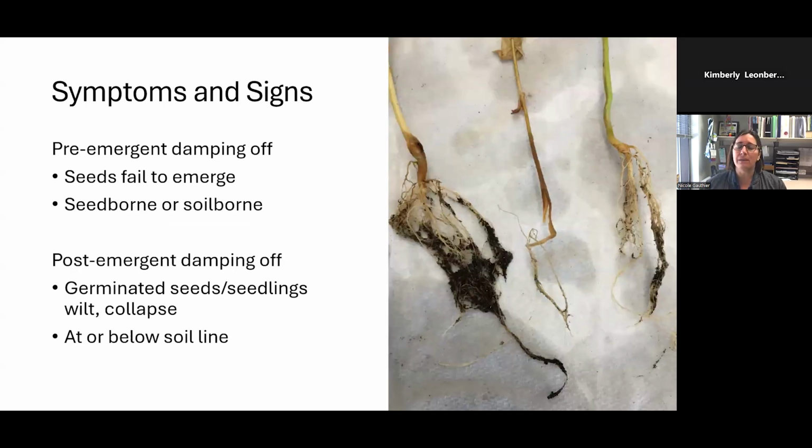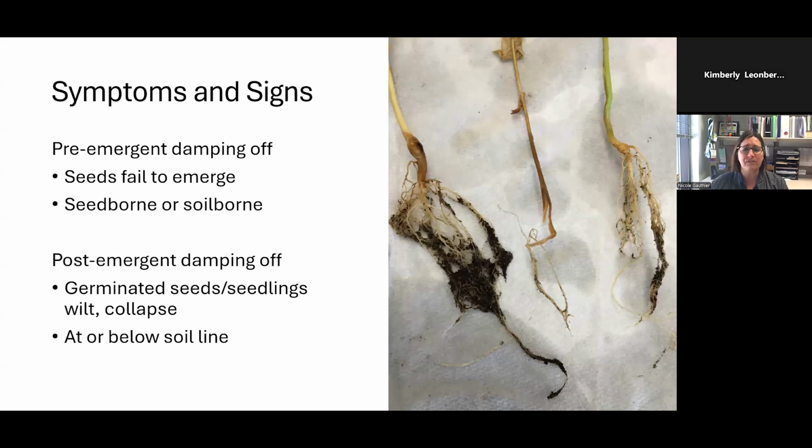So there are two types of damping off as we describe them. The pre-emergent damping off is generally when we talk about seeds, whether the seeds fail to emerge, the seed may rot in the ground. As it starts to break dormancy, it will rot in the ground so it never comes up above that soil line. And pre-emergent damping off can be caused by a seedborne disease, so if the seed is infected before it's planted, or a soilborne disease, and that's when the pathogen is in the soil and the pathogen will attack the seed.